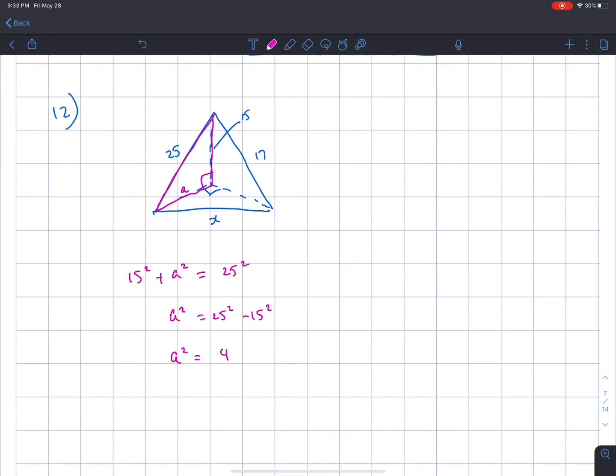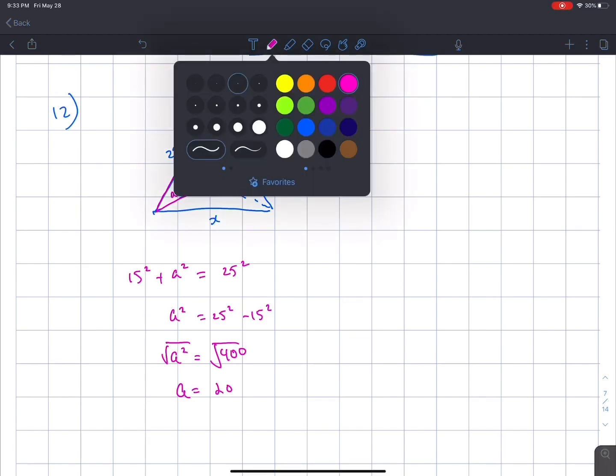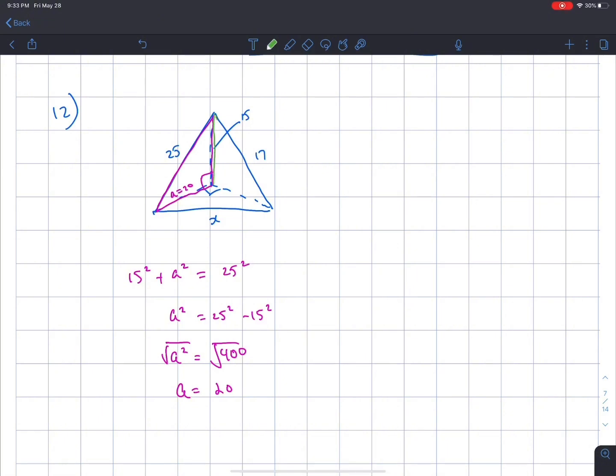Just type that into the calculator and I get 400. Now we square root both sides to get A equals 20. So this A is 20. Now I can look at the green triangle. This is also a 90 degree and I'll call this B. So we have B squared plus 15 squared equals 17 squared. B squared equals 17 squared minus 15 squared, which is 64. Square root both sides to get B equals 8.